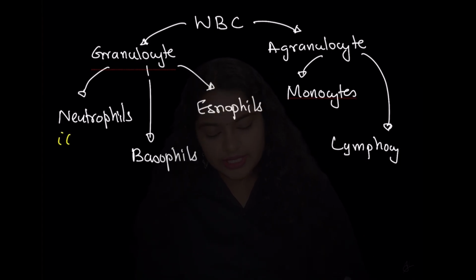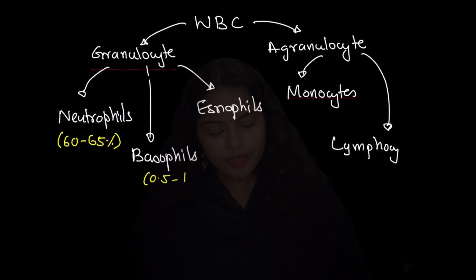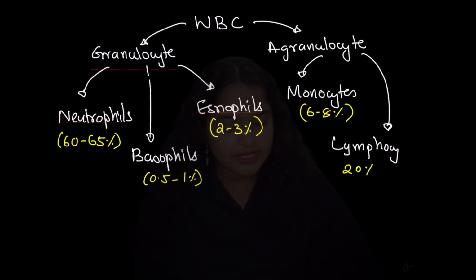Neutrophils constitute 60 to 65% of the total WBC. So these are the most abundant type of WBCs present. Now basophils are the least abundant type of WBCs present, about 0.5 to 1% of the total WBC count. Coming to eosinophil, 2 to 3% of the total WBC is eosinophil. Then 6 to 8% of total WBC is monocytes. The second most abundant type of WBC is lymphocyte, that is 20%.